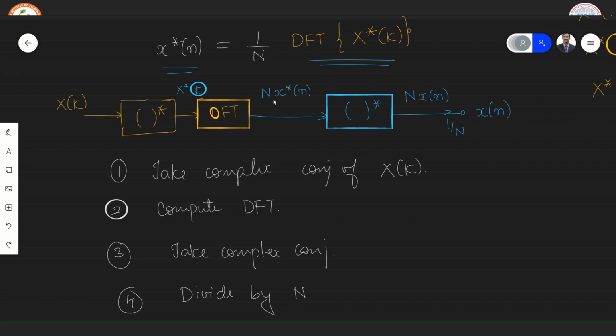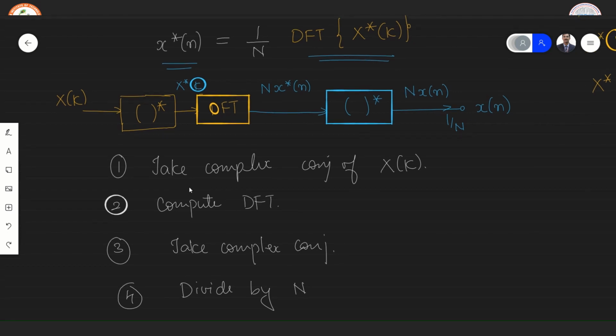N is a real value, it is not affected by conjugation. The complex conjugate of x*[n] is x[n]. Conjugation cancels the effect of conjugation. Now, to remove the N, we have to scale this value by 1/N. So multiplying by 1/N will eliminate the N and we get the value of x[n].